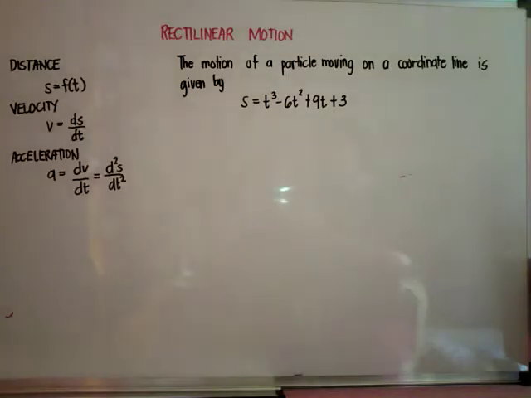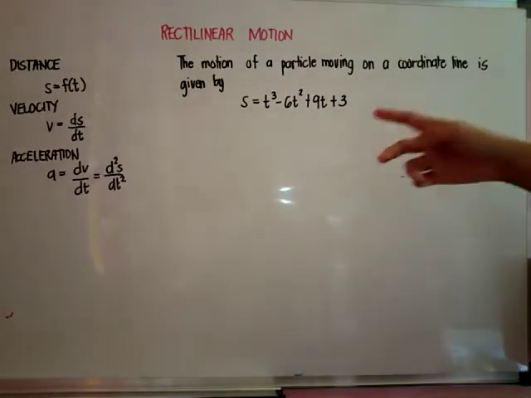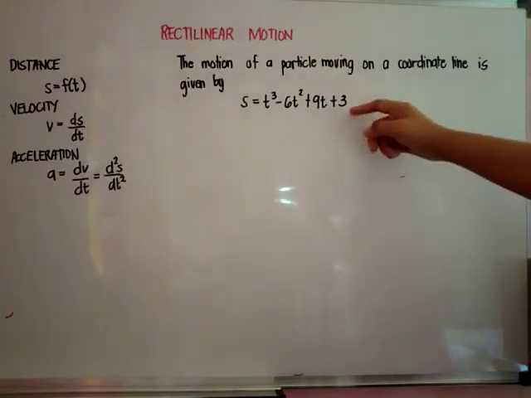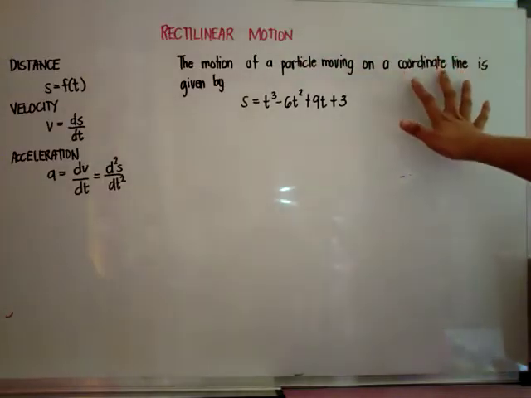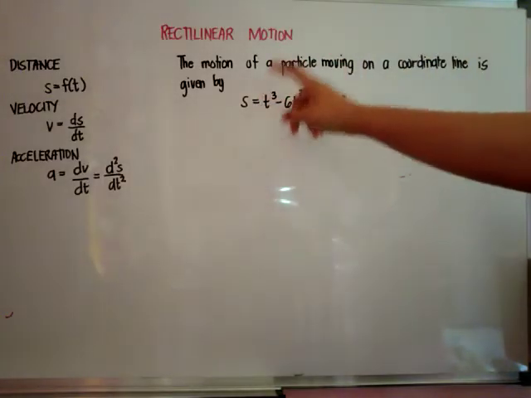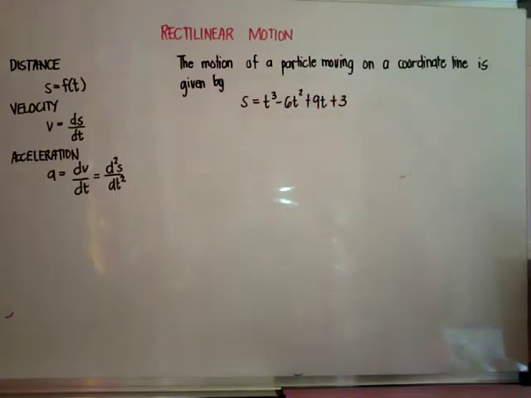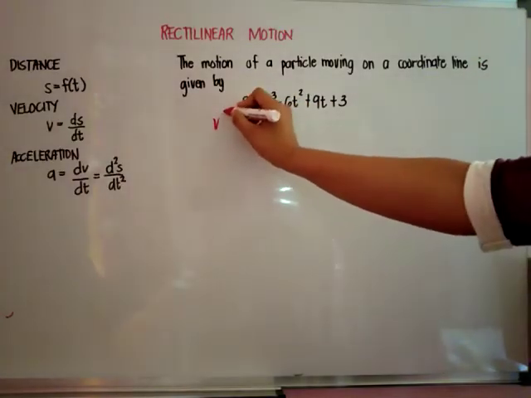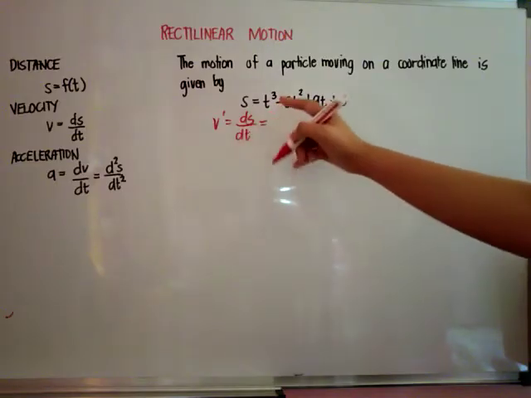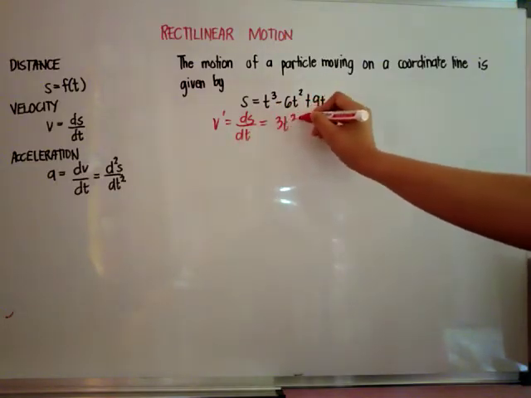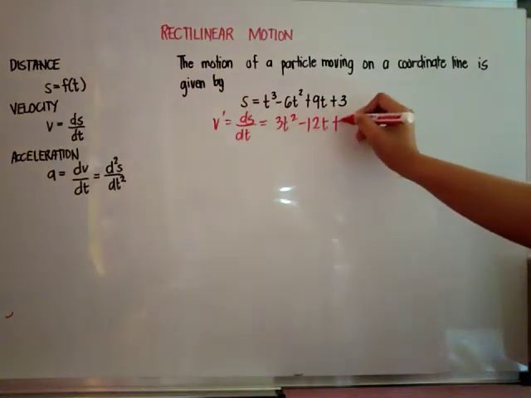So, alam naman natin yun. Let us try to observe the behavior or the movement nitong particle na to. We have here the motion of a particle moving on a coordinate line given by s is equal to t cubed minus 6t squared plus 9t plus 3. So, para makuha natin yung formula for the velocity, we have the derivative of s with respect to t. So, we have 3t squared minus 12t plus 9.